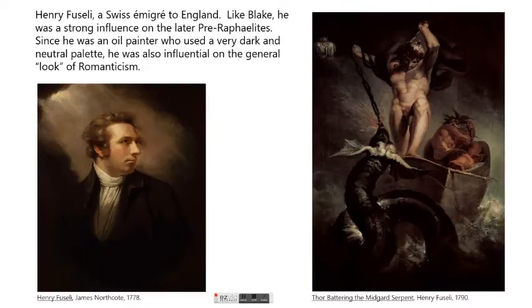And then another artist that I want to talk about, who is also kind of a prototype of the Romantic painter, is Henry Fuseli, who was born Heinrich. Oh shoot, I can't pronounce it in Swiss, but he's a Swiss emigre to England. Changed his name to Henry, and changed the spelling and pronunciation of Fuseli. And like Blake, he was a strong influence on the Pre-Raphaelites. We'll talk about them towards the end of the lecture.